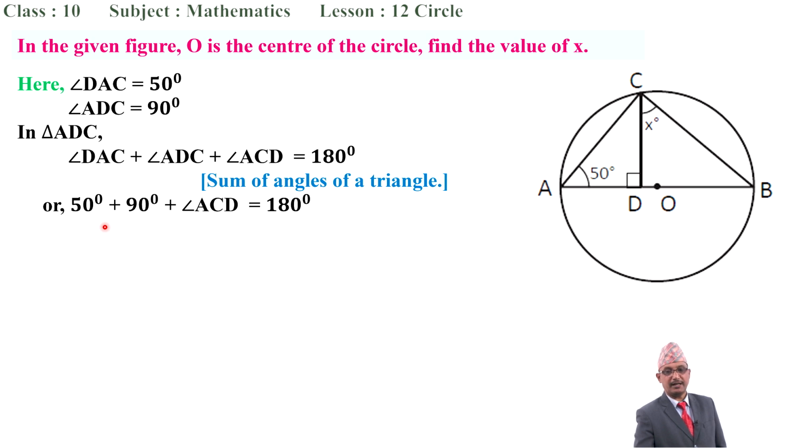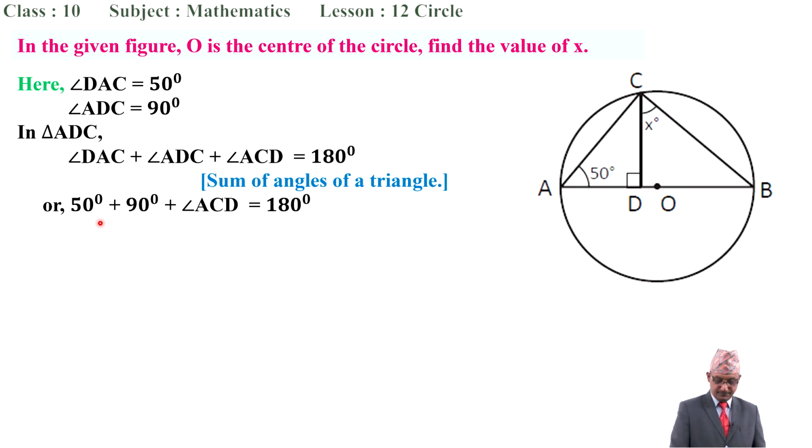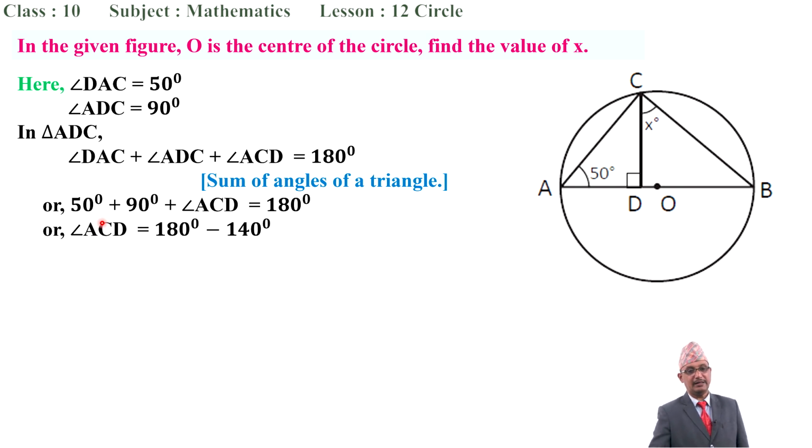Now 50 plus 90 becomes 140. And when it is sent to the right hand side, it becomes minus 140. So angle ACD equals what can we write? 180 minus 140. 180 minus 140 becomes 40 degree. So ACD we have calculated, 40 degree.